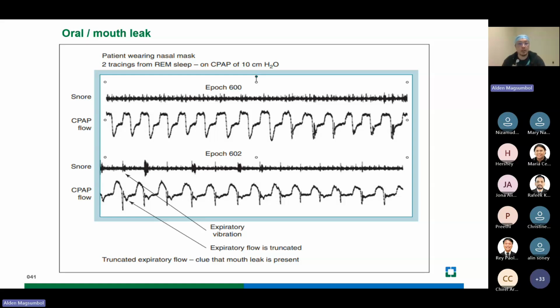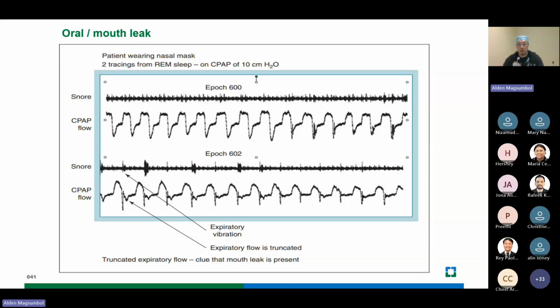This is a change in expiratory flow combined with expiratory snoring, suggestive of an expiratory leak. I want you to notice and compare the truncated expiratory flow in epoch 602 with the normal expiratory flow in epoch 600. This is due to expiratory mask or mouth leak if the patient is using a nasal mask, and this patient was using that nasal mask and a subtle lip fluttering was noted on that video evidence.